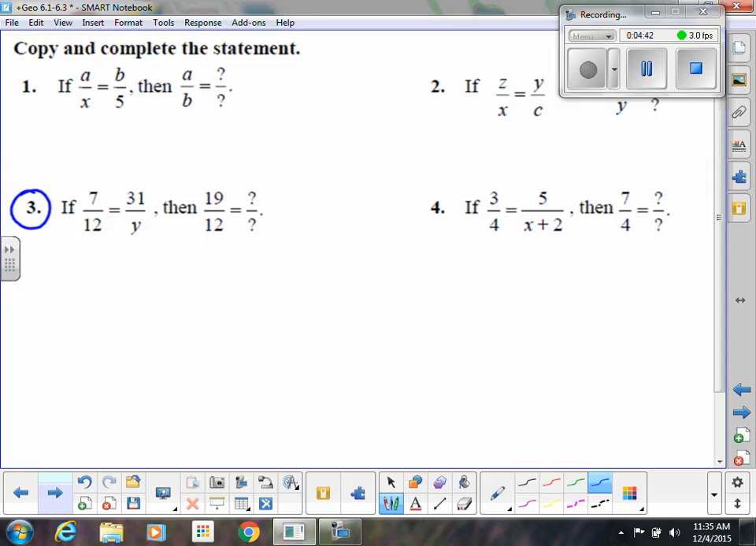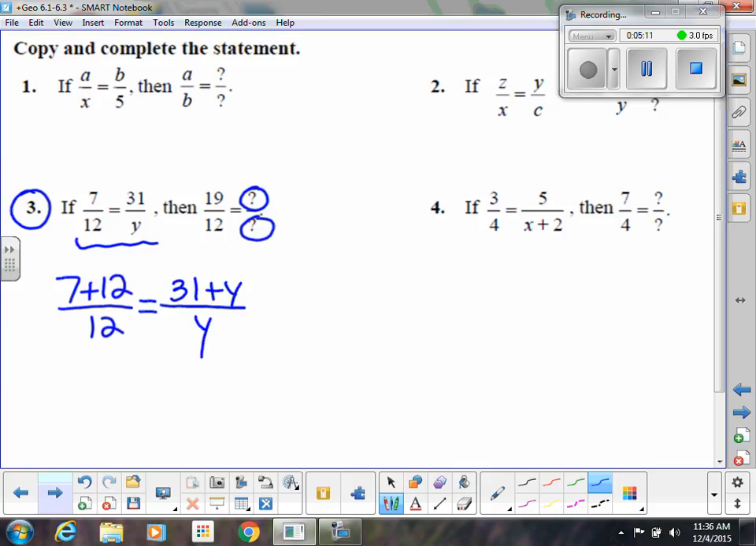So it's asking us to fill in the blank. What goes in these question marks? What happened here? What did they do? They have this original proportion, and what did they do to get 19 over 12? Well, they really did 7 plus 12 over 12, didn't they? So if they did that, then we have to do the same thing on the other side with the other ratio. So we have to do 31 plus y over y. So 19 over 12 is going to be equal to 31 plus y over y.